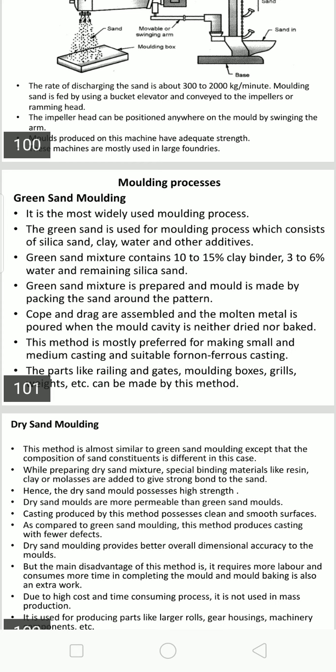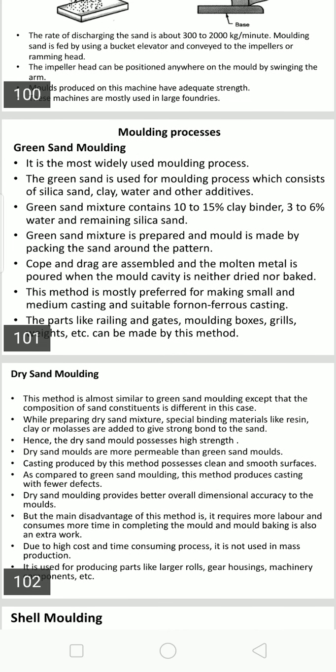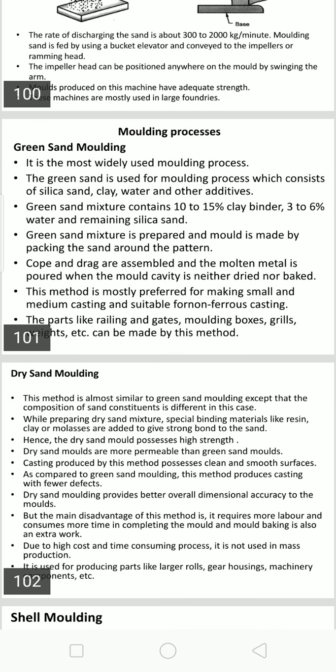Coming to the other sand molding process, that is dry sand molding. This method is almost similar to green sand molding, except that the composition of the sand constituents is different, slightly varying in the composition of the molding sand. While preparing the dry sand mixture, special binding materials like resin, clay, and molasses are added to give a strong bond to the sand. Hence the dry sand mold possesses higher strength than green sand.